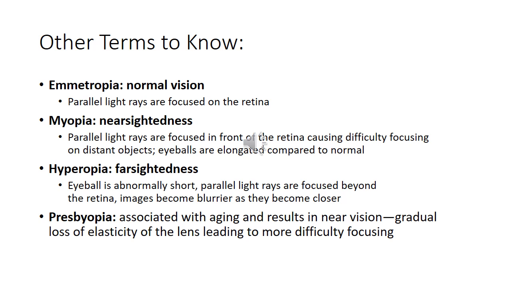Hyperopia is farsightedness, and the eyeball is abnormally short. Parallel light rays are focused beyond the retina, and images become blurrier as they become closer. Presbyopia is associated with aging and results in gradual loss of near vision, as the lens loses elasticity, leading to a more difficult focus.